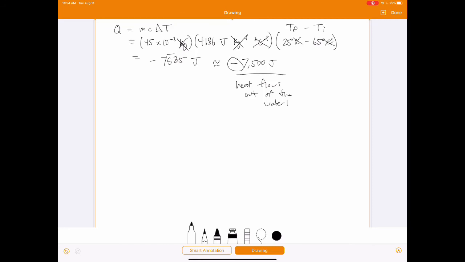That's what the negative sign tells you. And that makes sense because the temperature is going down. You'd expect a negative value for Q. Okay, so that's how you do that.